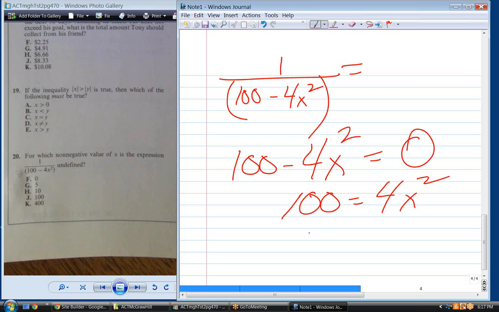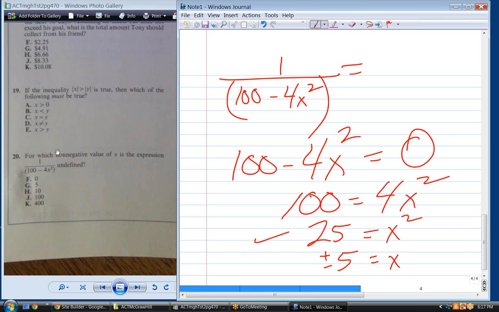Divide by 4. So now we have 25 equals x squared. And now, take the square root of 25. So x equals what? 5. Actually plus or minus 5. Remember, whenever you're taking the square root of an equation, it's always plus or minus. Those should be the first words out of your mouth every single time.